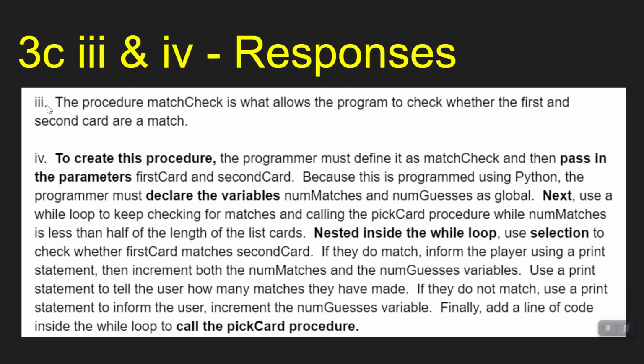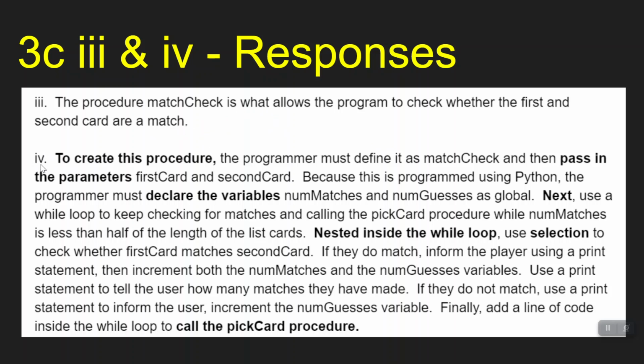So for part 3, super easy. All you have to do is describe what the function does. And again, I'm going to call it procedure because the College Board uses the word procedure. The procedure match check is what allows the program to check whether the first and second card are a match. It's that simple. Just describing in a real general sense what this procedure does in my program. And it's obviously a really important part of the program.